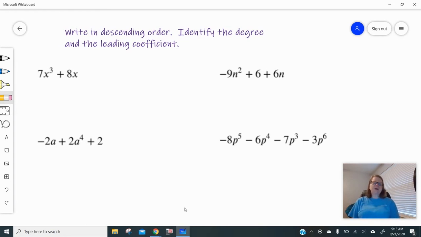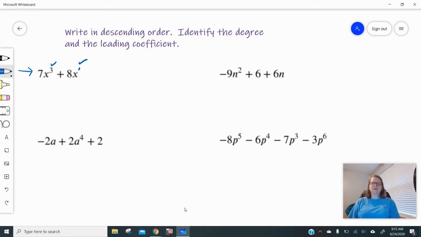And so if we look at descending order and we look at the very first problem here, we can see that it's already in descending order because this is x cubed and this is x to the first. There's a little understood 1 there. And so the 3 is first, the 1 is next, there's nothing else. So it's already in descending order.